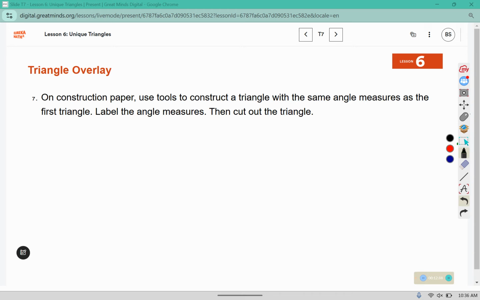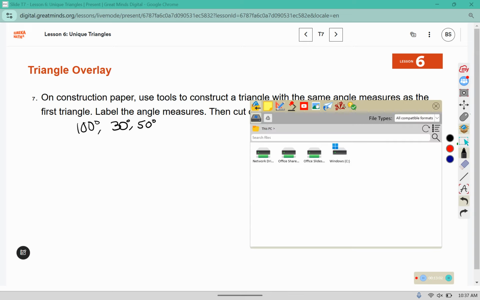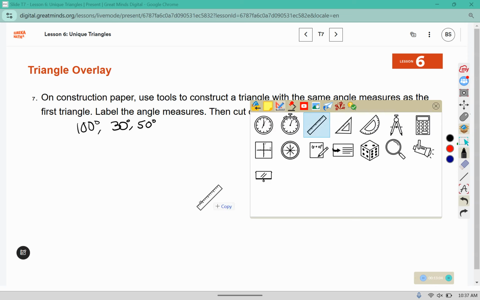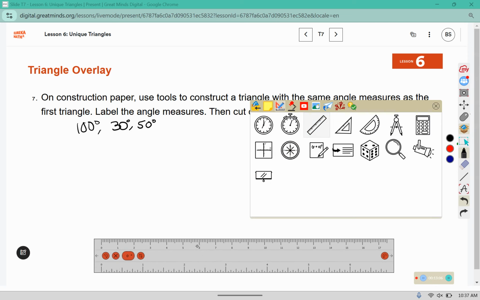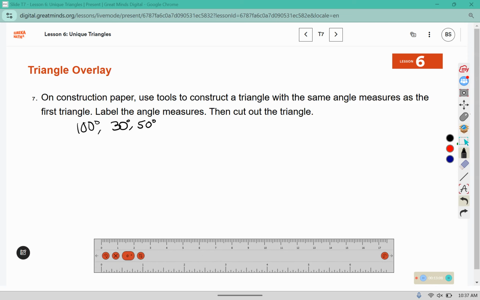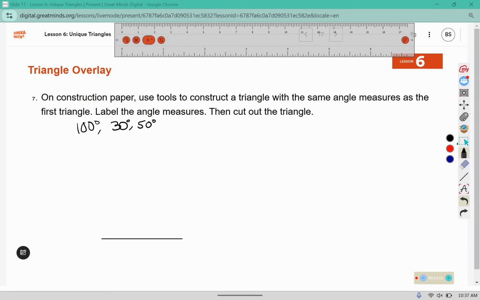The 3 angles in a triangle have to add up to 180. So let's do an angle that's 100 degrees, an angle that is 30 degrees, and an angle that is 50 degrees. Because 100 plus 30 is 130, plus 50 makes 180. So we're going to start here using a side length. Any side length will do.